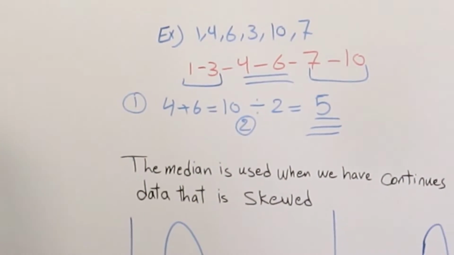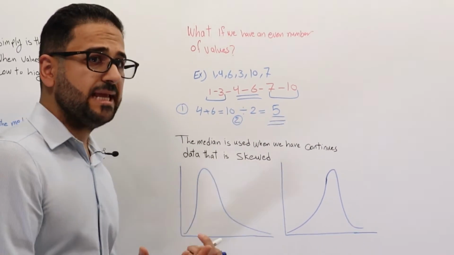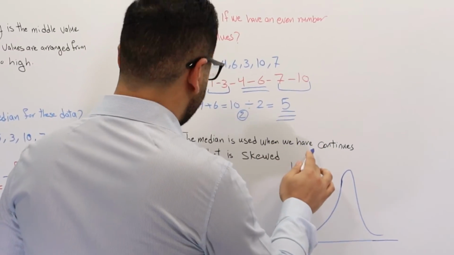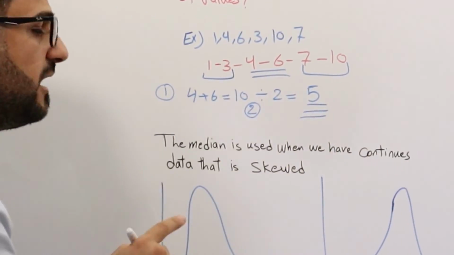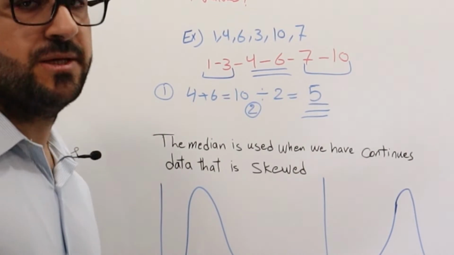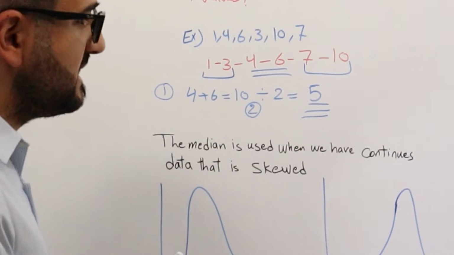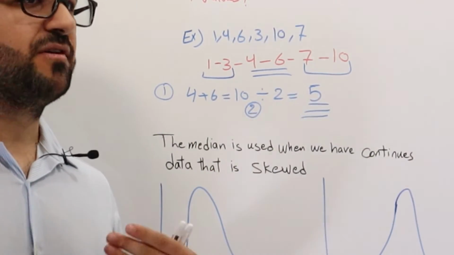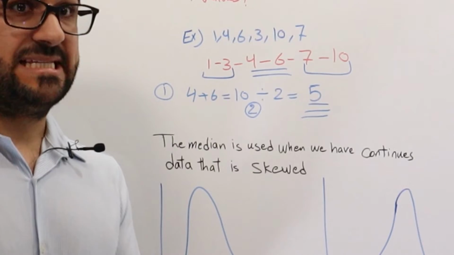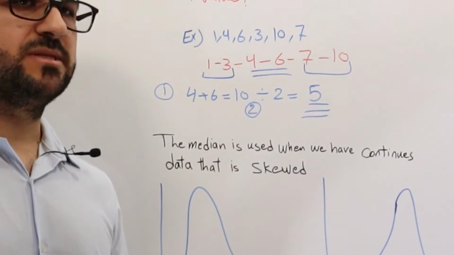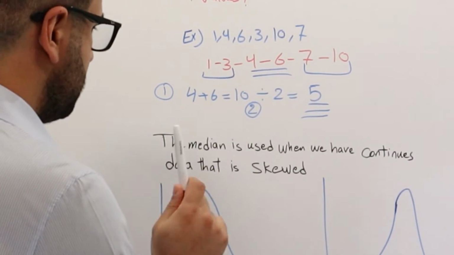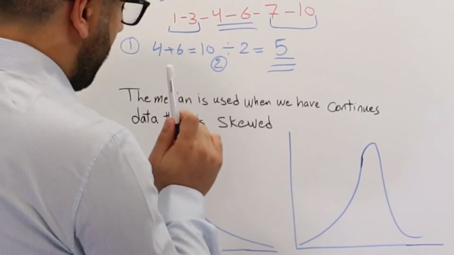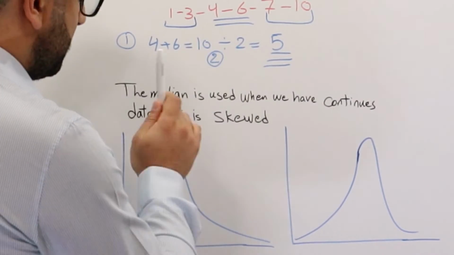In statistical data in a study, the median is used when we have continuous data that is not normally distributed. Previously, in the previous lecture, I mentioned that the mean is used when we have continuous data that is normally distributed. The median is used when we have continuous data that is skewed, not normally distributed.